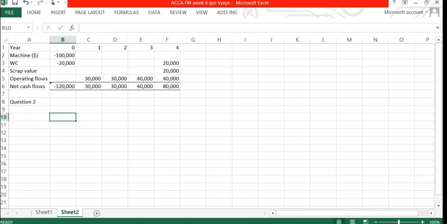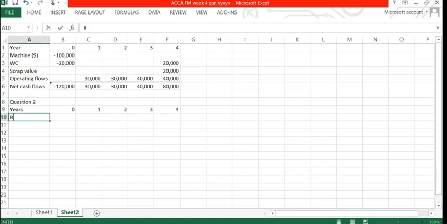Okay, we have our NPV. We can just do our NPV table as usual. Year 0. Remember, these are the years: year 0, year 1, year 2, year 3, year 4.